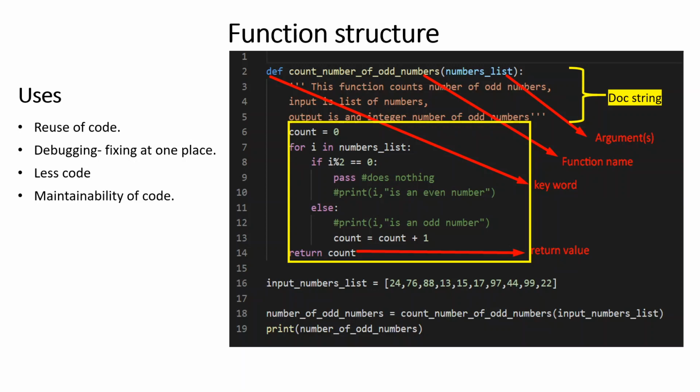That functionality is abstracted. If you just don't want to worry about the functionality, you write functions, and then you expose that interface so we can call that function in different places. So what are the uses? We can reuse the code, we can fix a bug in one place, and there is less code and better maintainability. So this is how functions are written and used.